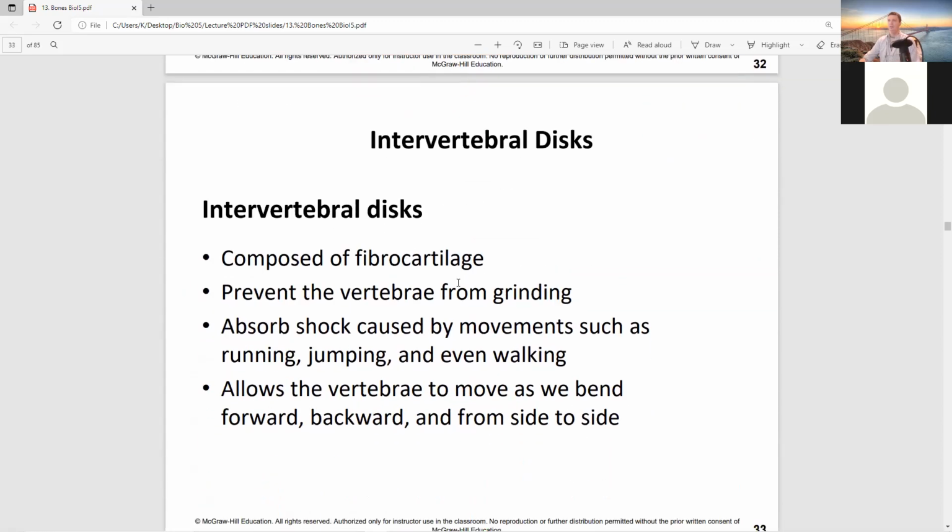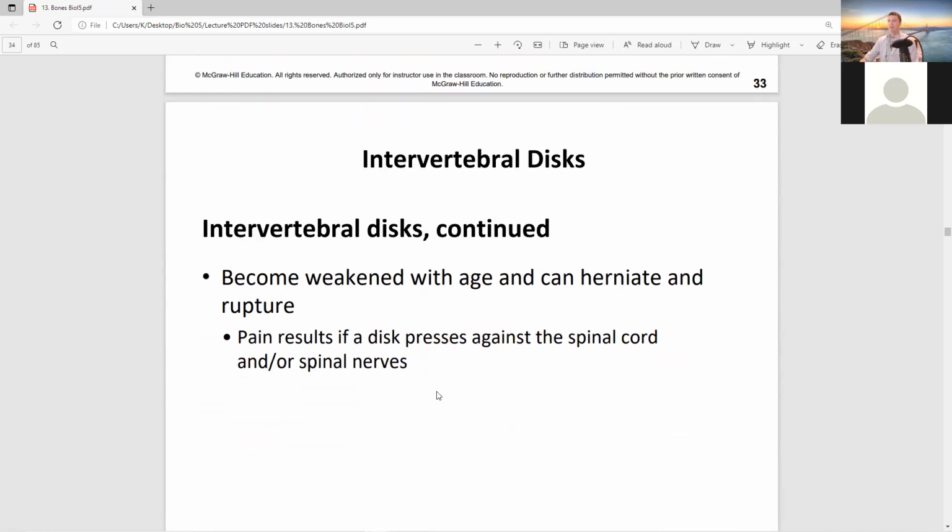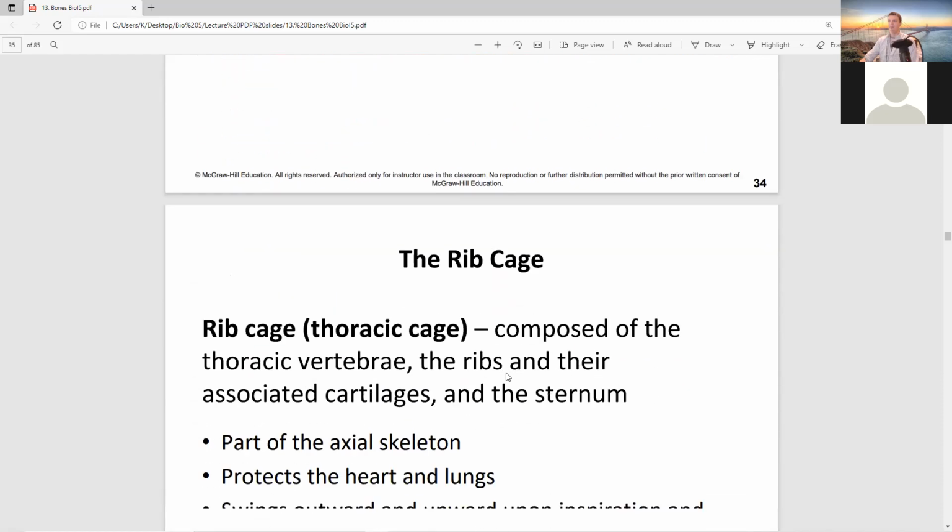So the intervertebral discs are composed of fibrocartilage. They prevent the vertebrae from grinding. They absorb shock caused by movements such as running, jumping, and even walking. They allow the vertebrae to move as we bend forward, backward, and from side to side. They become weakened with age and can herniate and rupture. Pain results if a disc presses against the spinal cord and/or spinal nerves.